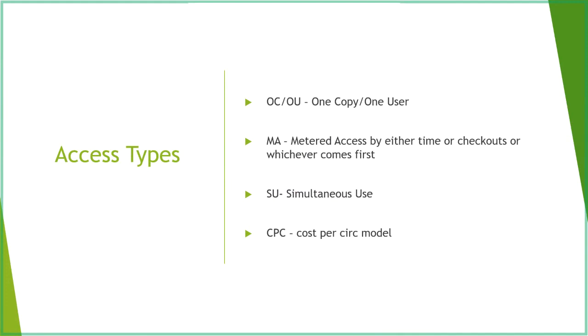Simultaneous use is typically your magazines. And SPC is the cost per circ model, which I'll talk about in a little bit. That's basically a simultaneous use that you can access for an Advantage for your library patrons.